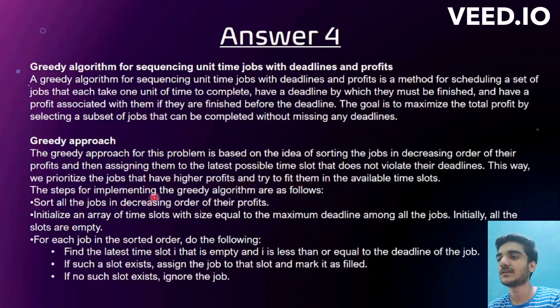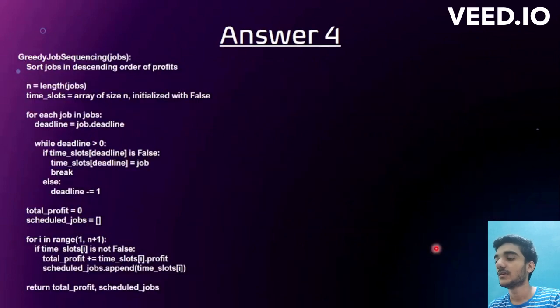slots. The steps for implementing the greedy algorithm are as follows: sort all the jobs in decreasing order of their profit, initialize an array of time slots with size equal to the maximum deadline among all the jobs. Initially all slots are empty. For each job in the sorted order, do the following: find the least time slot i that is empty and i is less than or equal to the deadline of the job. If such a slot exists, assign the job to the slot and mark it as filled. If no such slot exists, ignore the job.